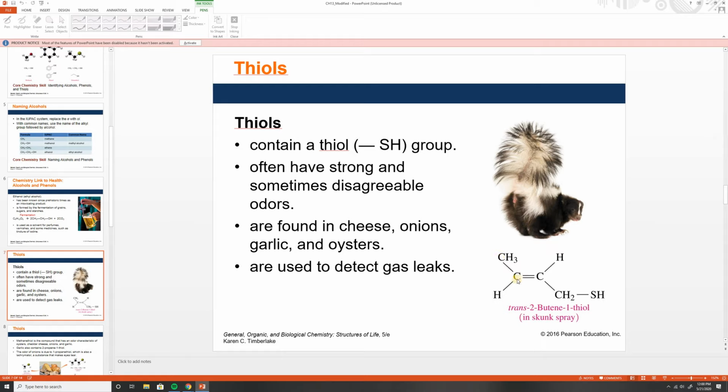So let's count. 1, 2, 3, 4. All right, there's our 4 carbons. There's our butene. You see the double bond in the middle here, so that's what makes it butene as opposed to butane. And the reason why it's 2-butene is because that double bond occurs at carbon number 2.